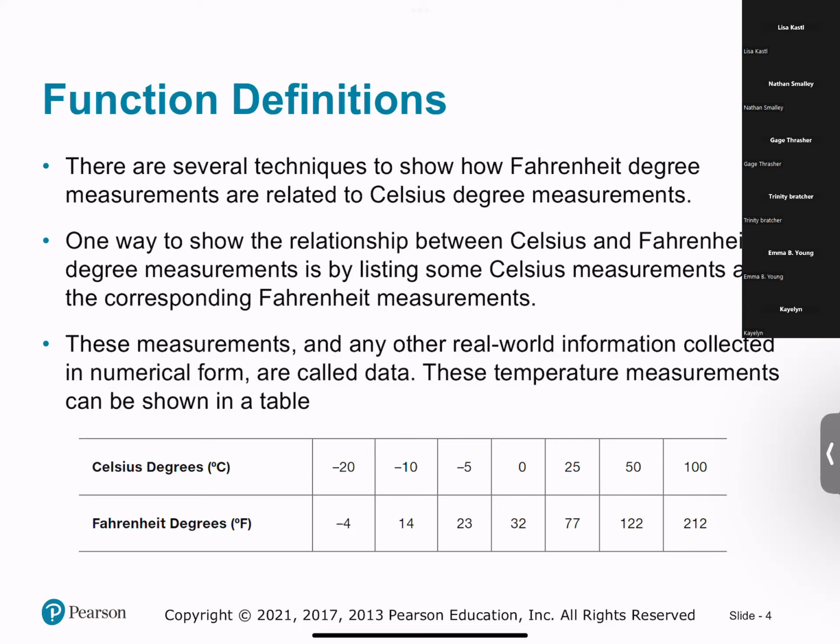So there you can see those two relationships on this table. And then we've got some other measurements in degrees Celsius and their corresponding degrees in Fahrenheit. Minus 20 degrees Celsius is minus 4 Fahrenheit, etc. So this table describes the relationship between these 7 degrees in Celsius and Fahrenheit. So it is specific to these 7 measurements. And there are 7, right? 1, 2, 3, 4, 5, 6, 7. All right, so let's move on. Oh, and this is called data.